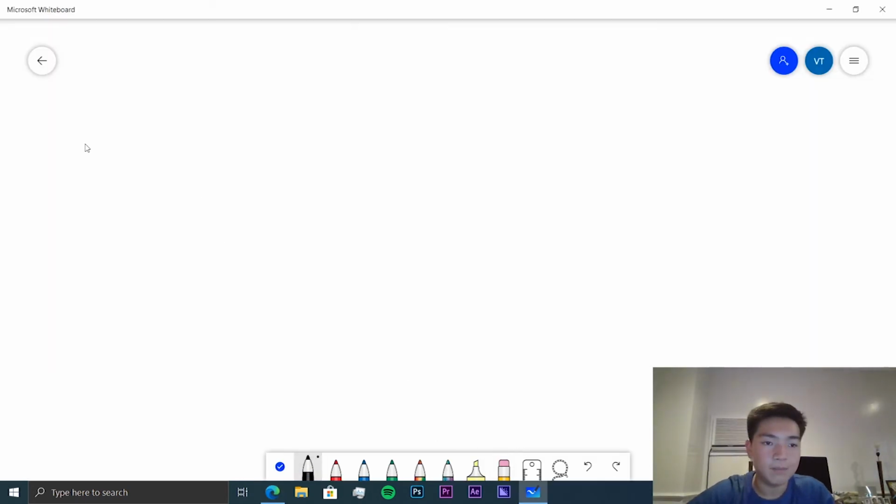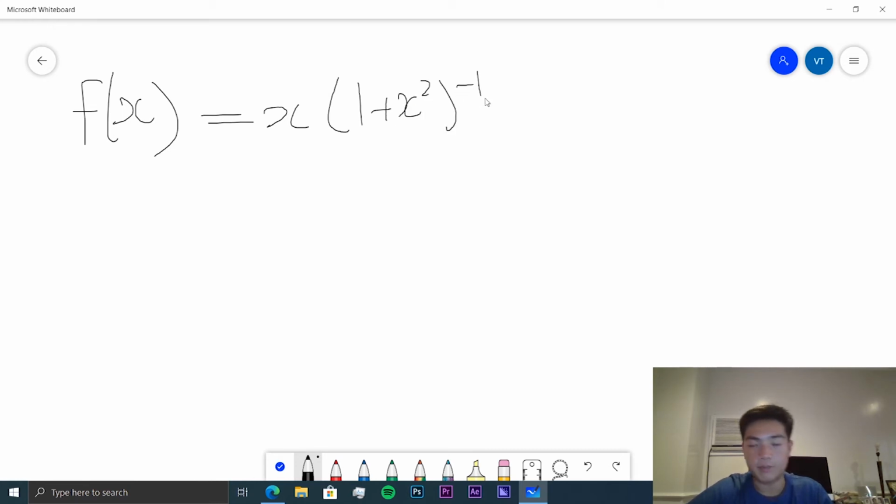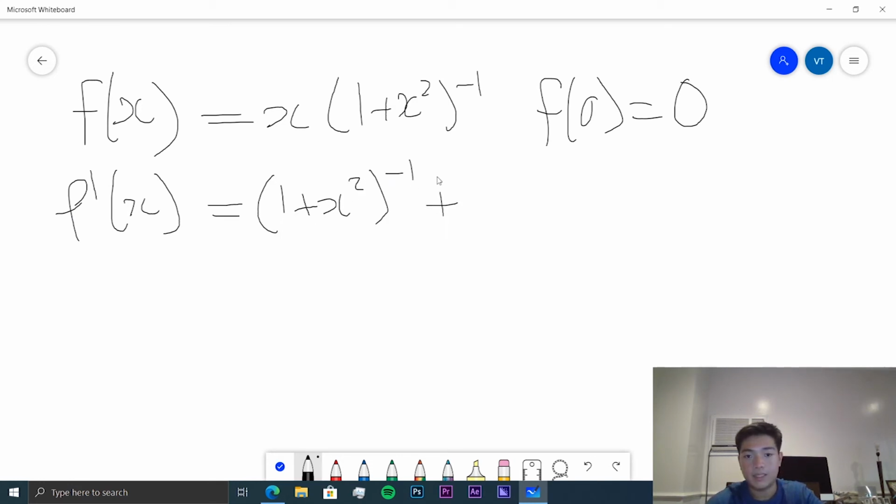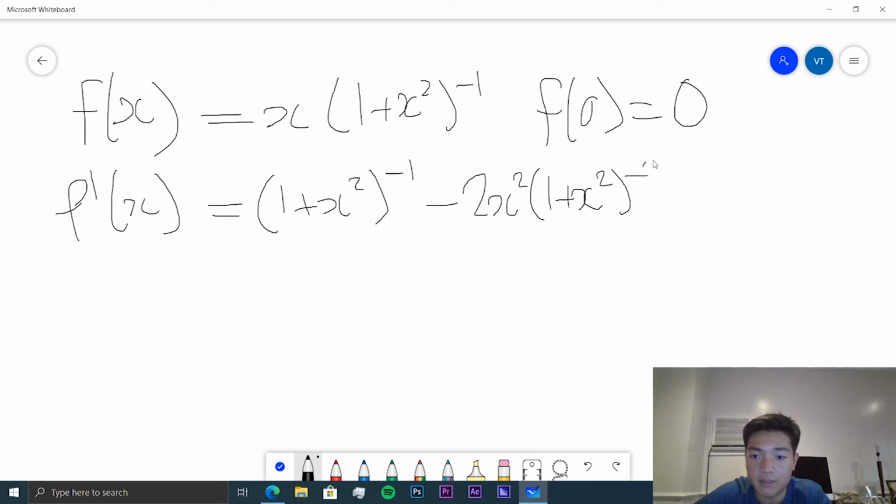The next question is f of x is equal to x times 1 plus x squared to the negative 1. So this is probably an easier way of rewriting it. f of 0 is of course going to be equal to 0. And so we need to first get the first derivative. So f prime will be equal to 1 plus x squared to the minus 1 minus 2x squared times 1 plus x squared to the negative 2.